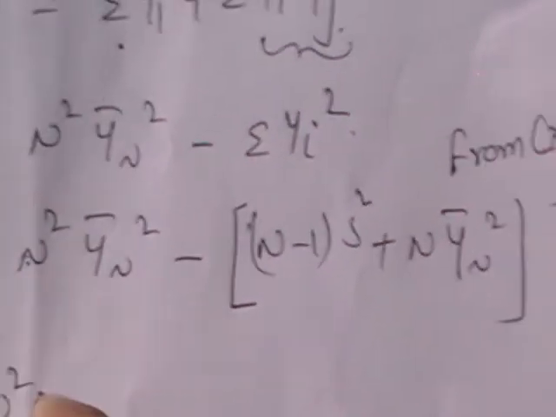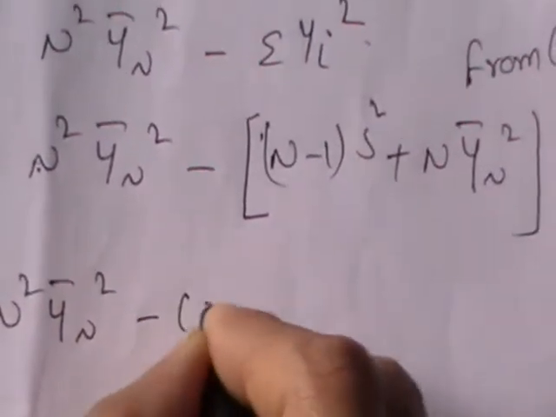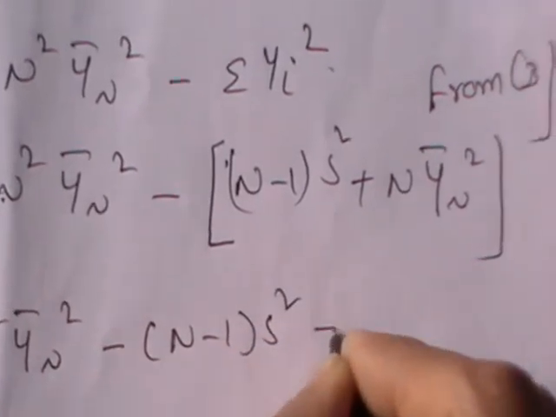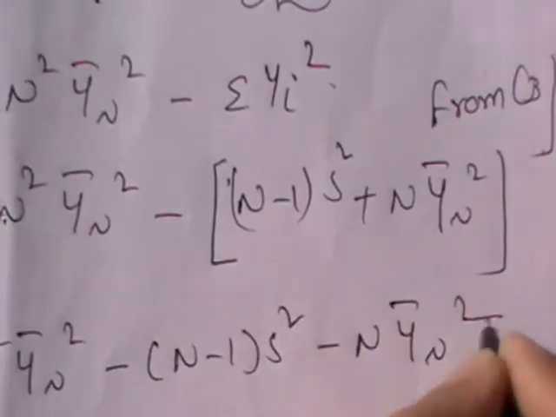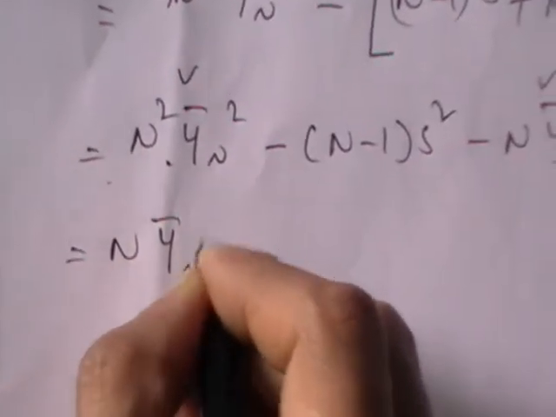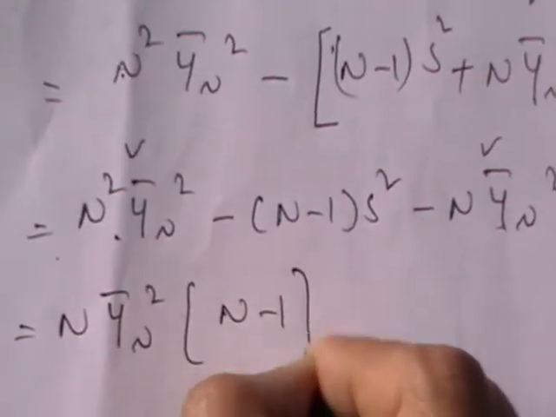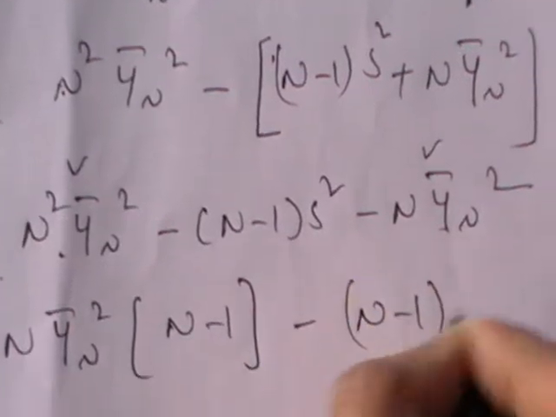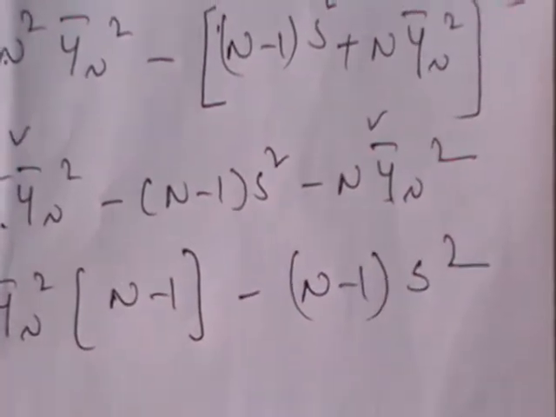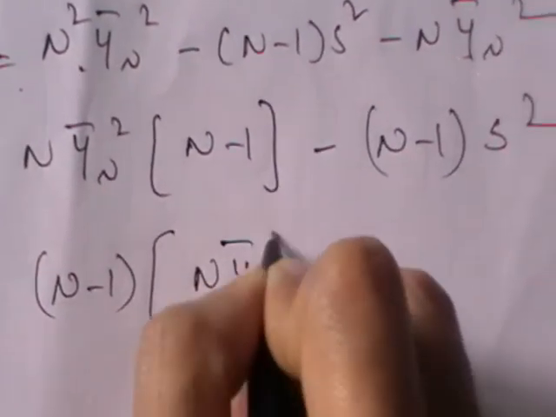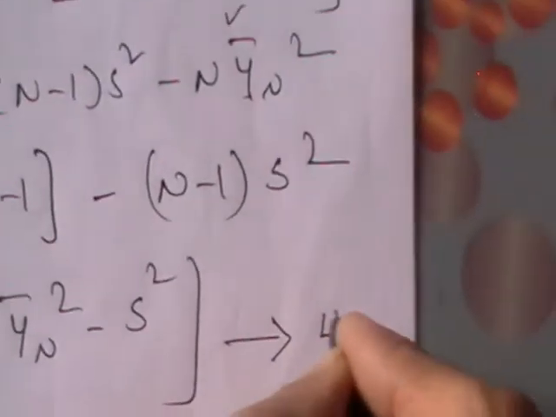So this is n square y bar n square minus n minus 1 into s square minus n y bar n square. So from these two terms we can take out n y bar n square common. We will get n minus 1 in minus. Okay. Again from these two you can take out n minus 1 common. You will get n y bar n square minus s square. So you have calculated sigma yi yj also. Let us give this as equation number 4.